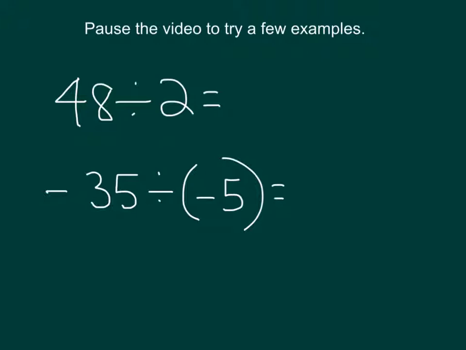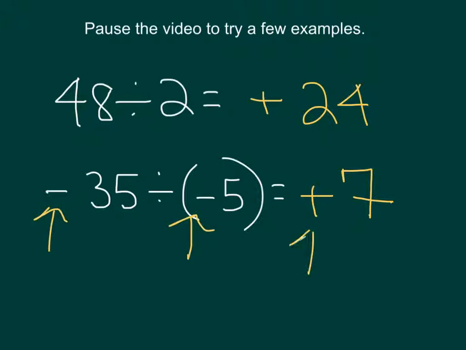Pause the video to try a few examples. The first example is 48 divided by 2. Both numbers are positive, so our answer is positive. 48 divided by 2 is going to give you a positive 24. -35 divided by -5. Both numbers are negative, so our answer is going to be positive. 35 divided by 5 is 7. So once you determine what your sign is going to be, then you just go ahead and divide like normal, just like we normally would have done had we not known positive or negative numbers.